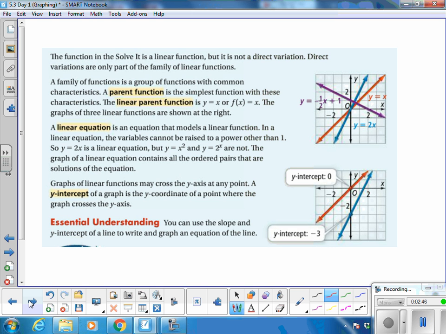All right, I'm going to read a couple things. Keep track of this stuff. A family of functions is a group of functions with common characteristics. So it's a group of functions, right? A parent function is the simplest function with these characteristics.